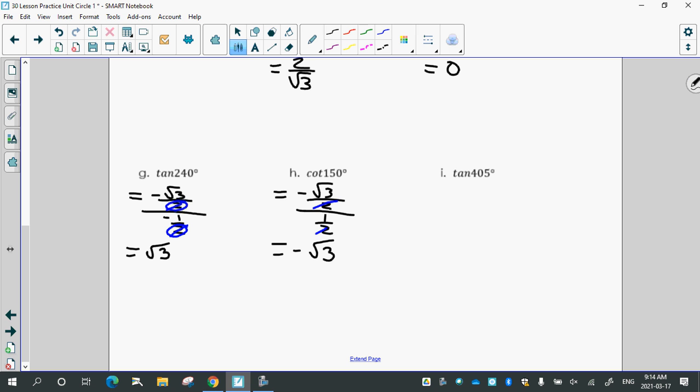Tangent of 405, so we're going to do 405 minus 360 to find the principal angle, which is 45 degrees. So the tan of 405, your first step would be to say it's the same as the tan of 45 degrees. Then you look up 45 degrees and divide the y value by the x value. They're both the same, we're dividing a number by itself, so we get 1. Then you can check that tan 405 gives you 1. Check the answer.